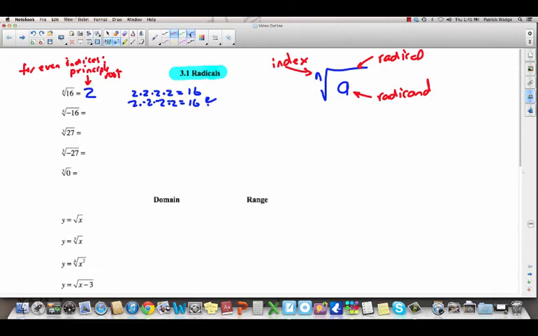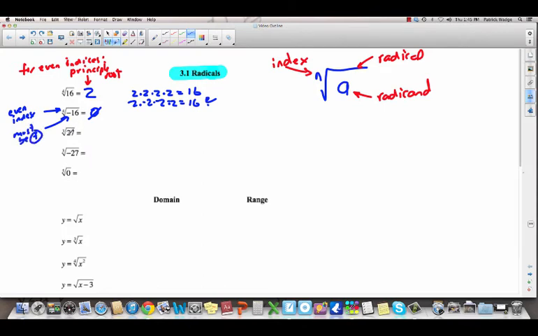Okay, so next question. Fourth root of negative 16. Can't do it, right? Because positive 2 times 2 times 2 times 2 is 16. Negative 2 times negative 2 is also 16. It's impossible to get negative 16. So this is no solution. In fact, this is always going to be the case if you have an even index. Then the amount inside here must be positive.